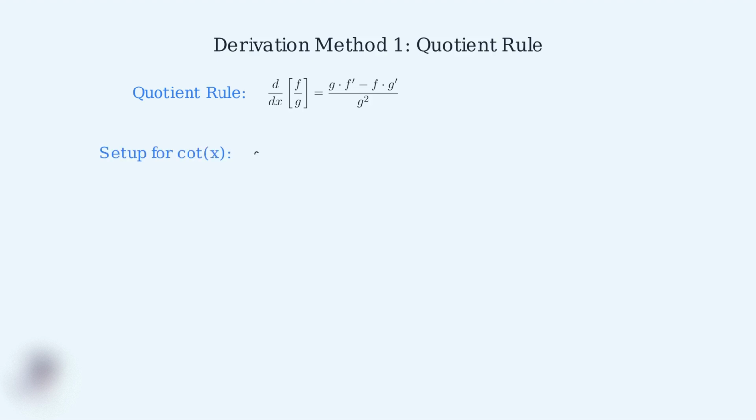Now we express cotangent as a quotient. Cotangent of x equals cosine of x divided by sine of x. This fits perfectly into our quotient rule format. Let's identify our functions. We have f equals cosine of x and g equals sine of x. The derivative of f is negative sine of x and the derivative of g is cosine of x. Now we're ready to apply the quotient rule step by step. Let me clear the screen so we can focus on the derivation process.